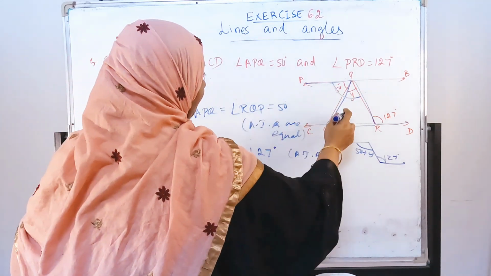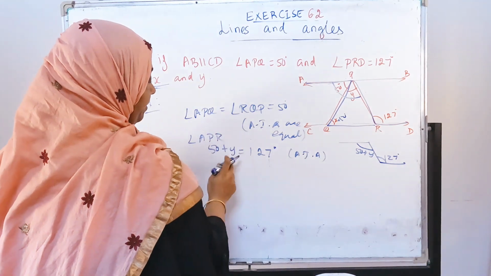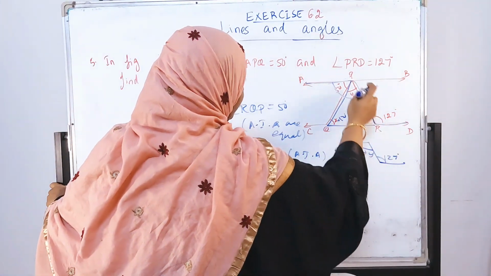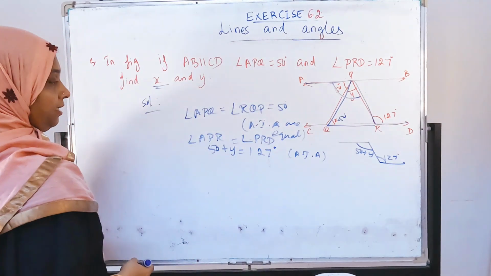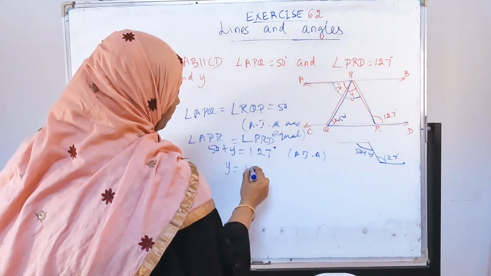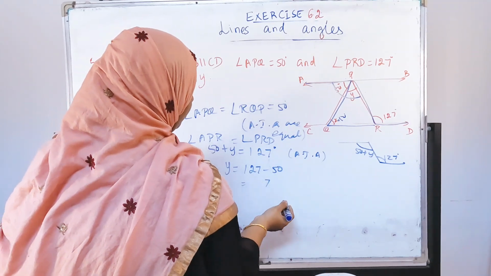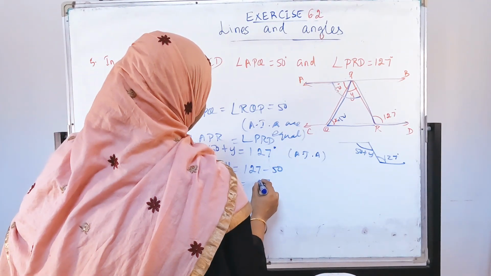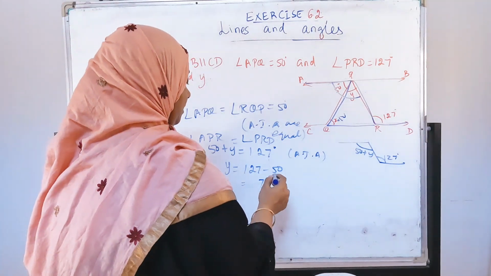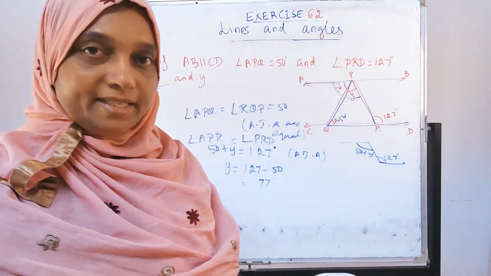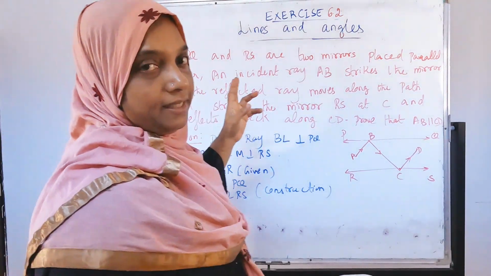Angle APR is only 50 plus y, and this part is DRP or PRD, given is PRD. Okay, so y is what? 127 minus 50. 7, and from 12, 5 going means 7. This is our final answer in this one. This is our sixth sum.